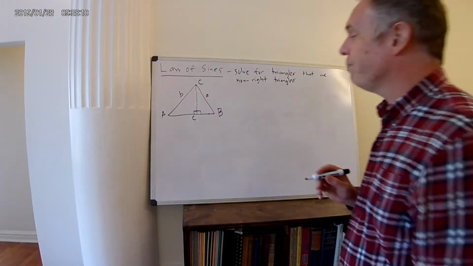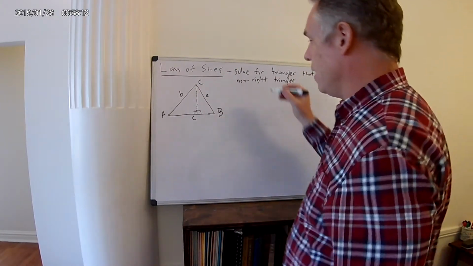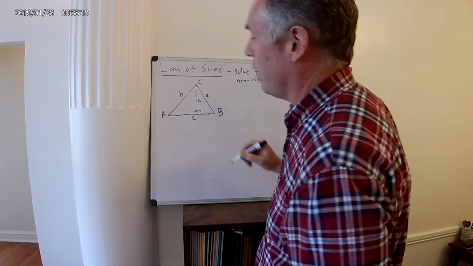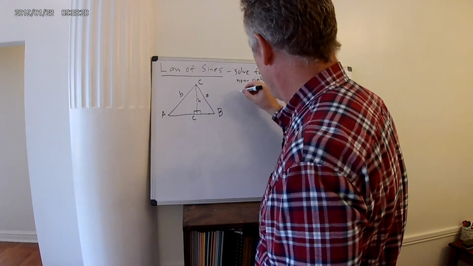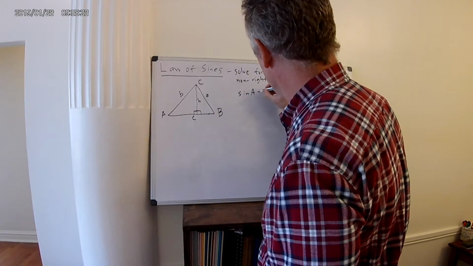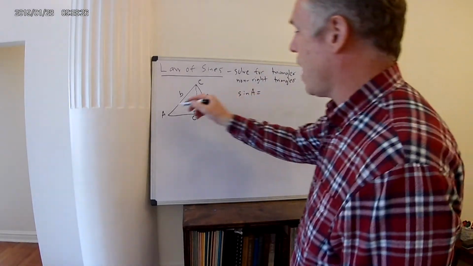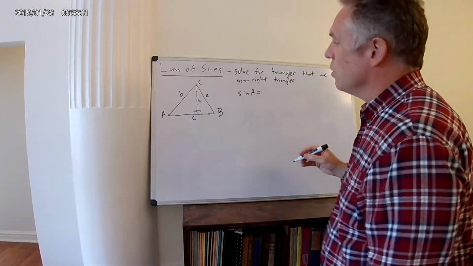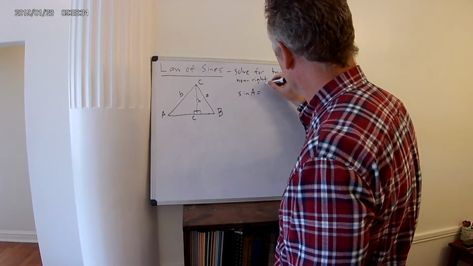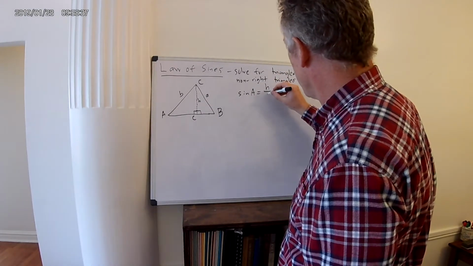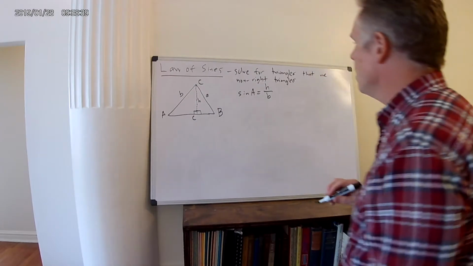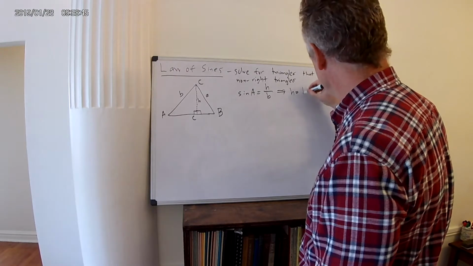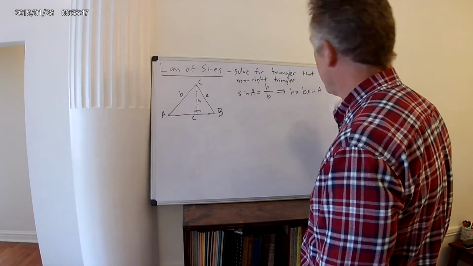I'm going to call the length of this perpendicular h. And then what I can do is take the sine of angle A. Now if you guys remember, on a right triangle, the sine of an angle is equal to the opposite over the hypotenuse. So the sine of angle A is equal to h, the length of my perpendicular, divided by side length b, which is the hypotenuse. And I can solve this equation for h, so this means h equals b times sine of angle A.